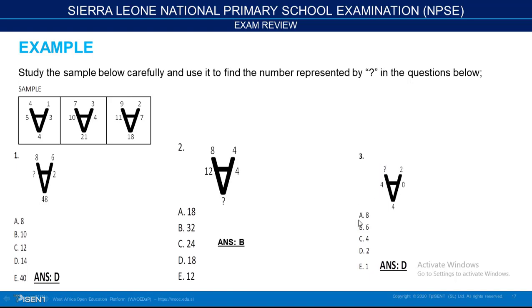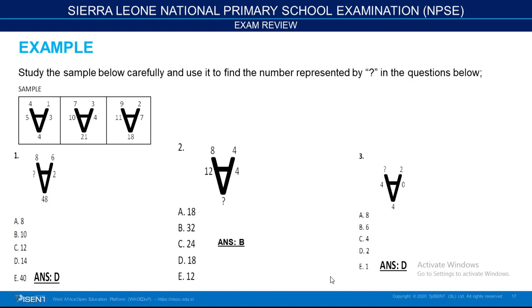Come to my options. A is 8. No, that's not 2. B is 6. If I put here 6 plus 2, it is 8. So it's not correct. C is 4. If I put here 4 plus 2, that's 6. It's not correct. D is 2. I put here 2 plus 2 is 4. 2 minus 2, 0. 2 times 2 is 4. Now, E is 1. Not correct. So I'll take D as my correct answer.